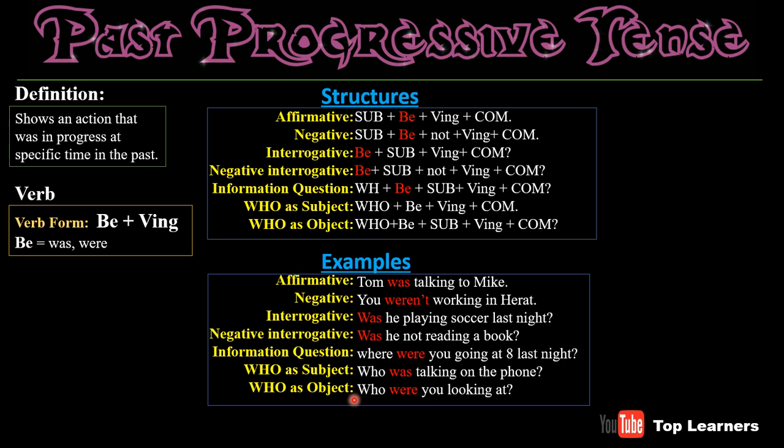And if you have a receiver of the action, you can use who as the object. Like, who were you looking at? This were is because of the subject you.